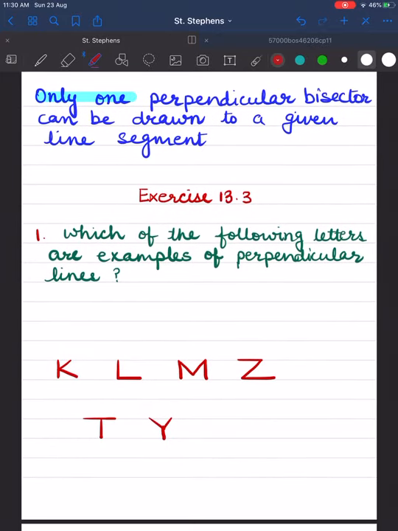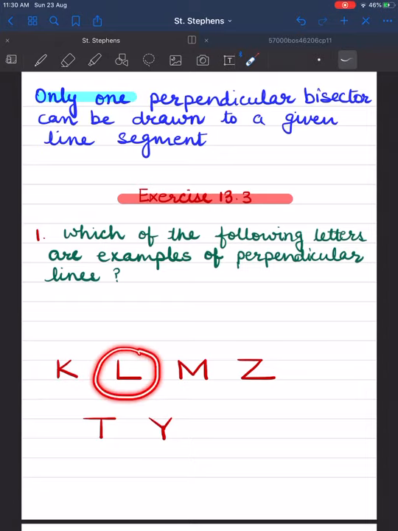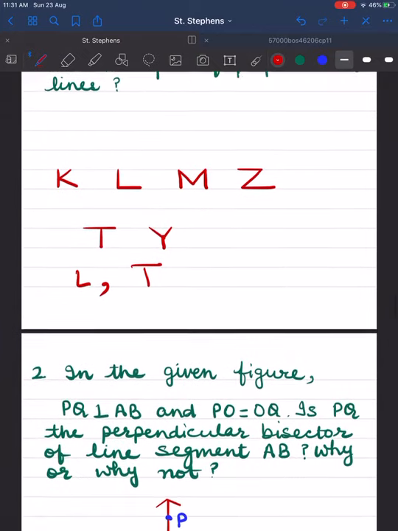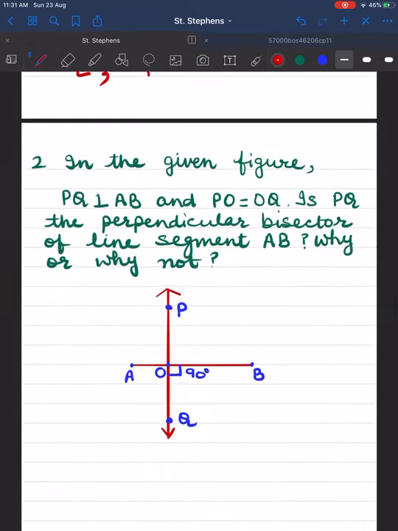Now let's do exercise 13.3, question 1. Which of the following letters are examples of perpendicular lines? So here we observe all the letters and we find that L and T, their lines intersect at 90 degree. So letters L and T are the examples of perpendicular lines.